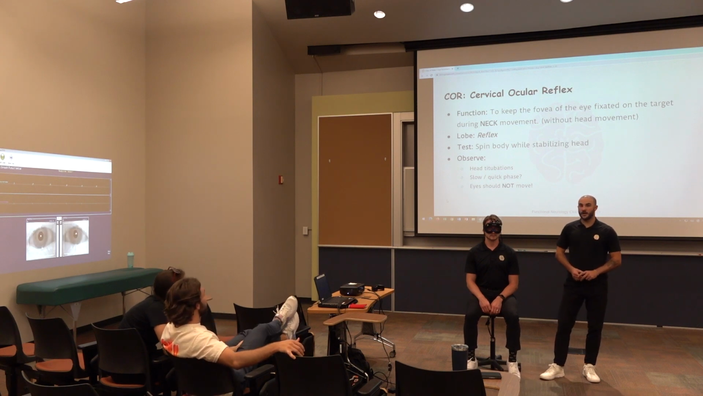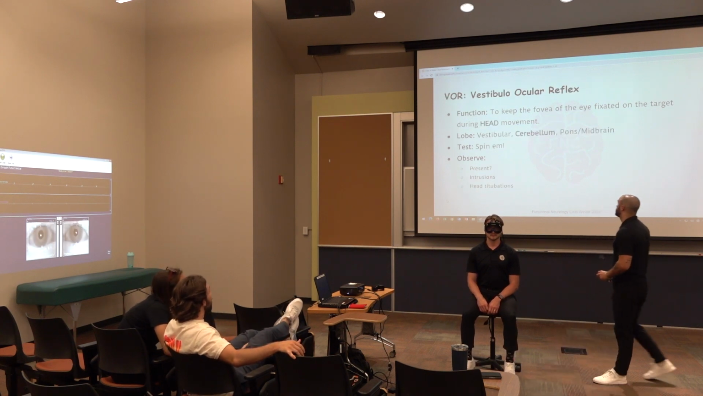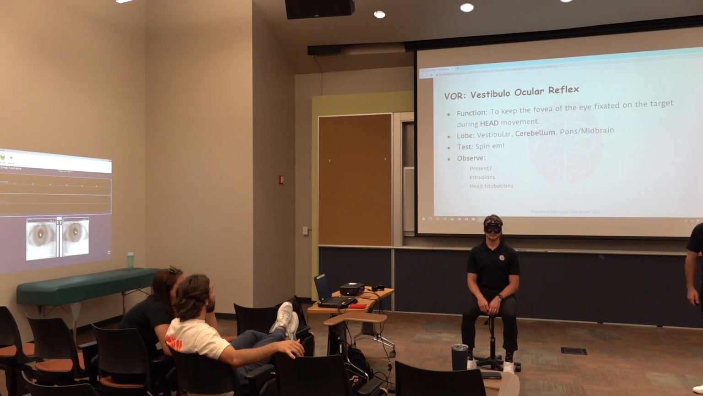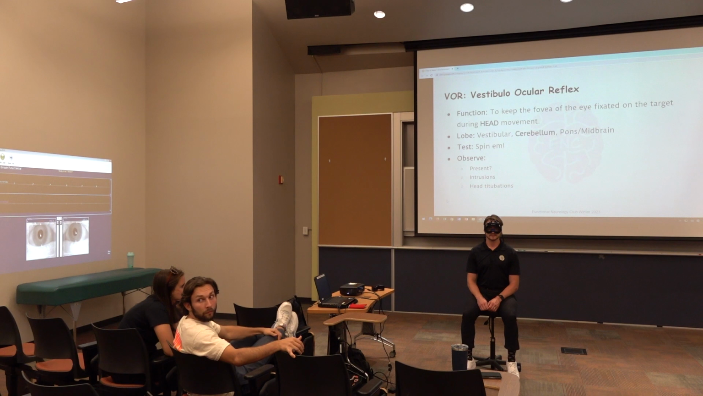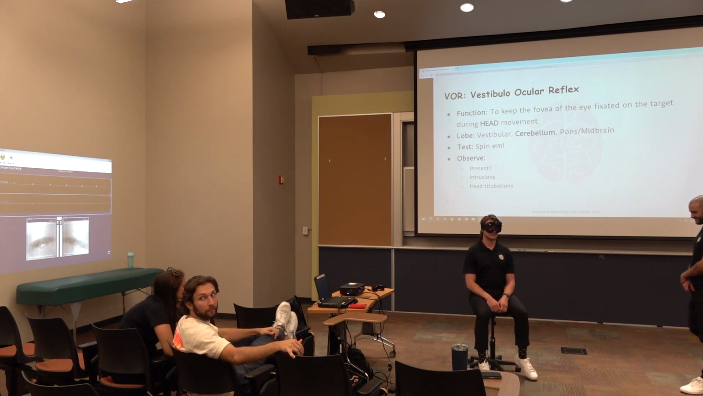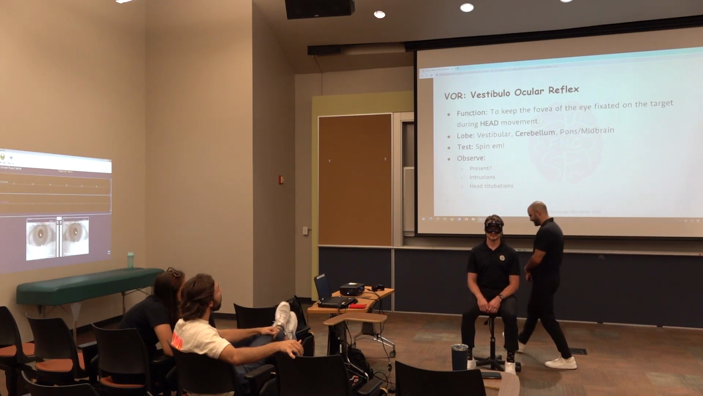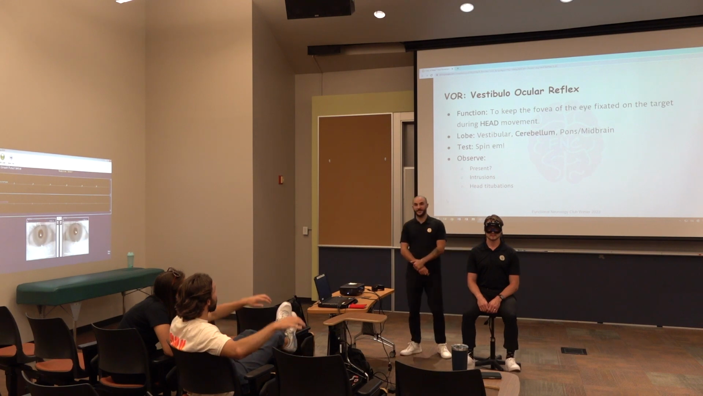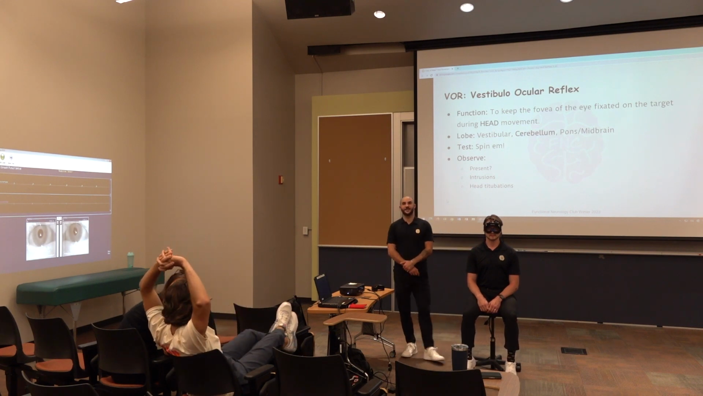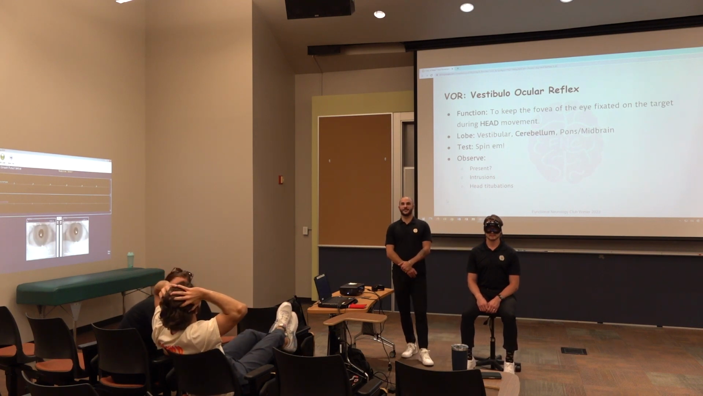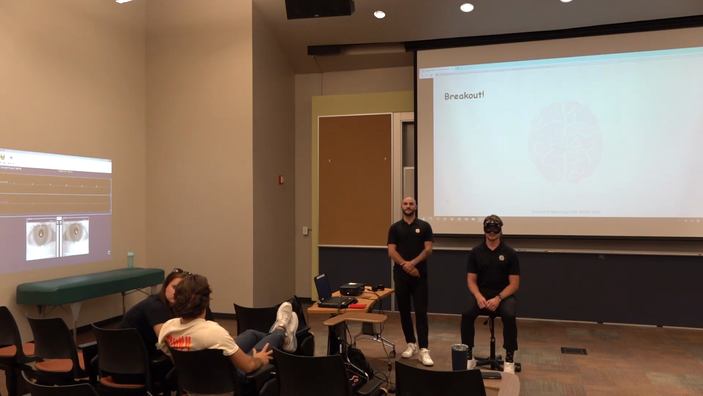Okay, let's go back real fast. VOR. Explain it to me. VOR is the vestibular ocular reflex. You're spinning the patient. There should be a nystagmus both in the light and in the dark. And what's the function of it? It is fixation on the target and spatial awareness.